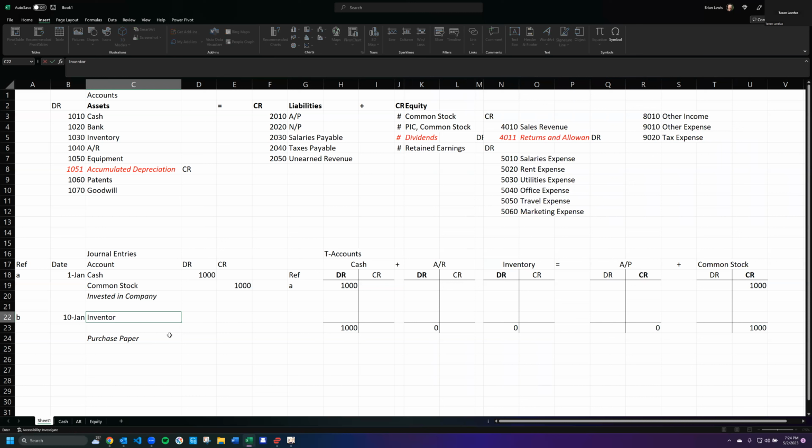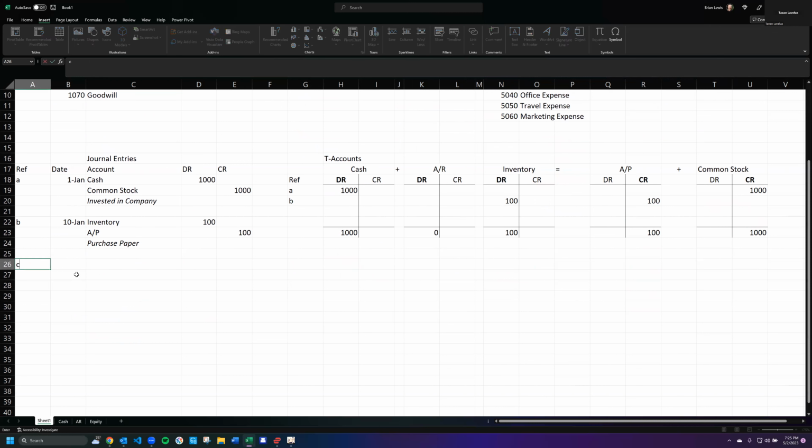So we're going to go to inventory for the paper. Let's say we buy $100 worth of inventory, purchase paper, $100. So on B, we're going to have inventory here at 100, and we're going to have accounts payable. We didn't do it with cash, we did it with accounts payable, for 100. We still balance here, right? We balance here. These are our T accounts. All good? Yes.